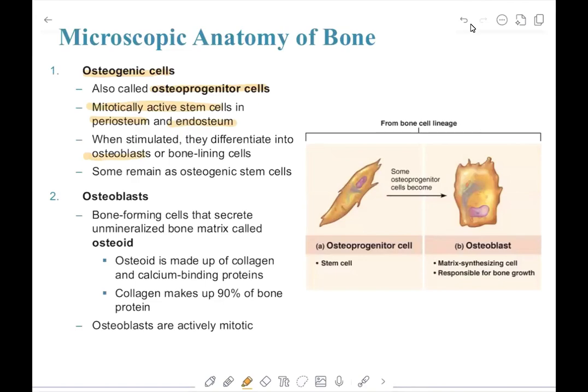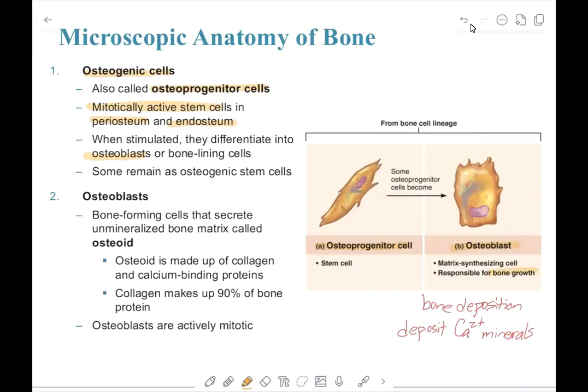So, osteoblasts are the cells that you can see here on the right of your slide. They differentiate from the osteoprogenitor cells. And osteoblasts are very important cells that we'll be considering. First of all, they are responsible for what is called bone deposition. And this essentially means that they are responsible for the deposit of calcium minerals. So, because of that, they are responsible for bone growth.